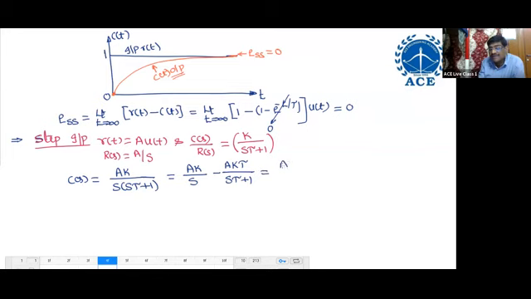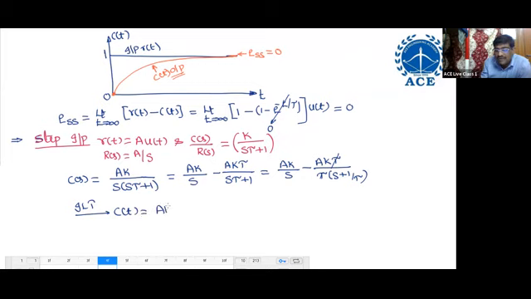Again this can be written as AK/s minus AK; we can take τ common and the τ cancels, giving s + 1/τ. If I apply inverse Laplace transform, what is c(t) I am getting? AK minus AK times e^(-t/τ), multiplied by u(t). Take AK common: AK(1 - e^(-t/τ)) u(t). This is the output.